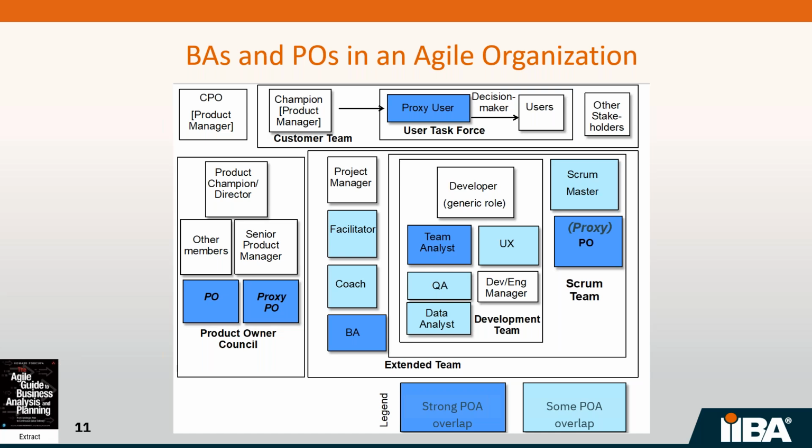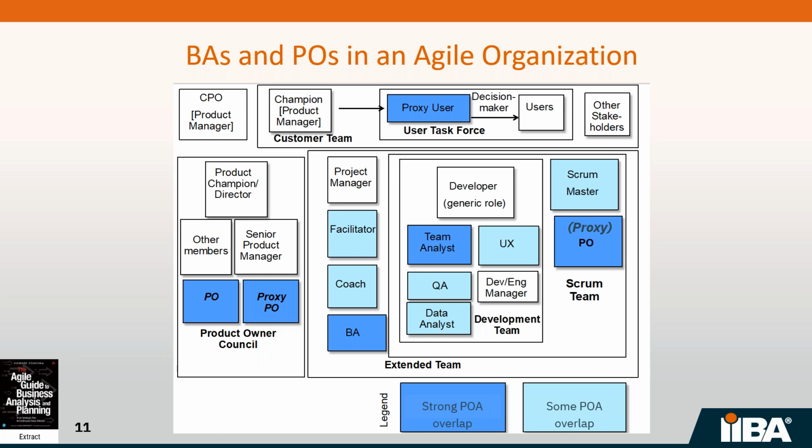What's in blue on the screen is a competency, or let's say a role within the team that has a lot of POA overlap. There's a lot of product ownership analysis going on in there. And in light blue, there's some overlap, and then very little overlap if it's white. So let's just focus on a couple of those things. Within the team, you typically find either a PO, a product owner, or a proxy product owner. Of course, big overlap there because product ownership analysis is all about that.